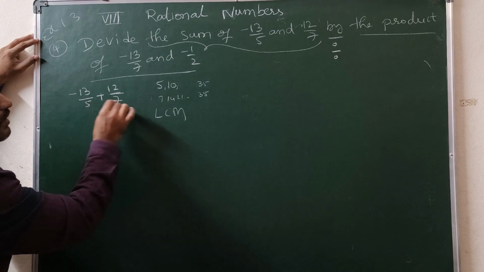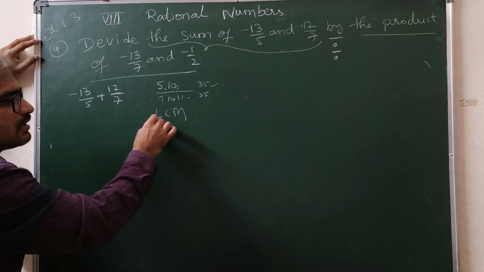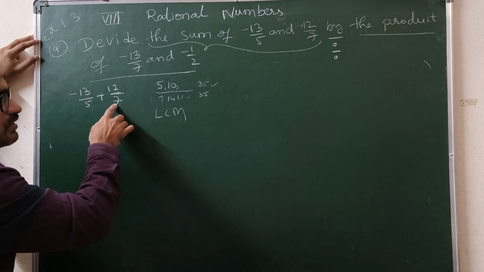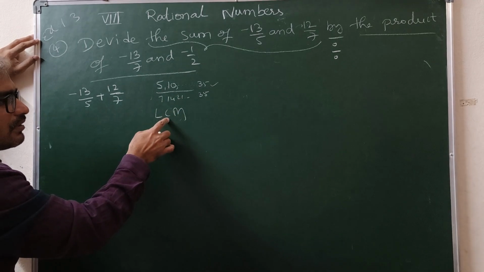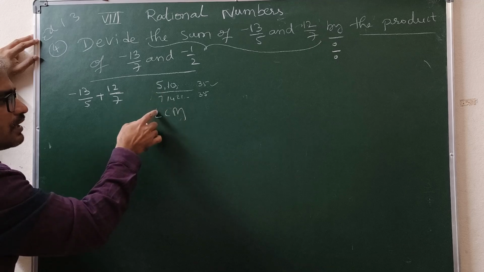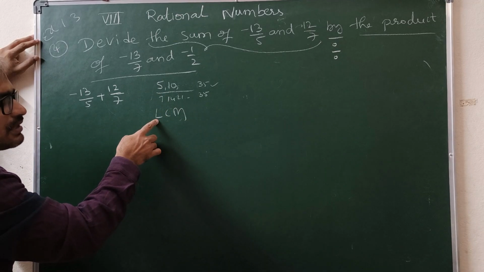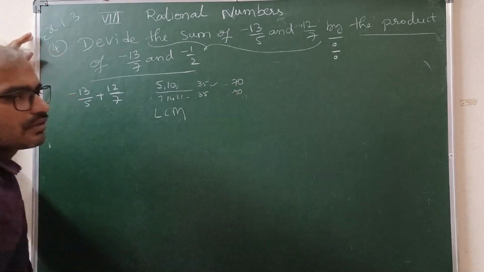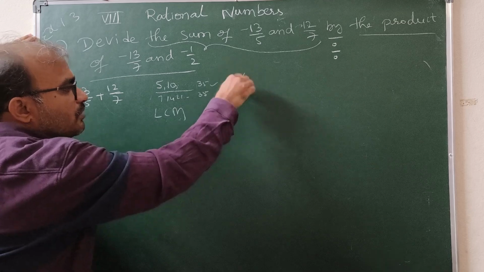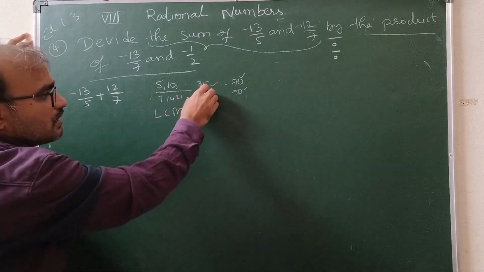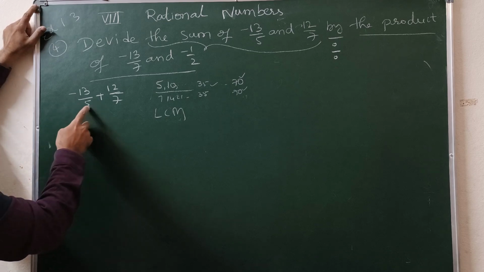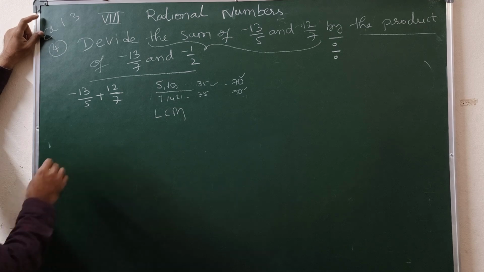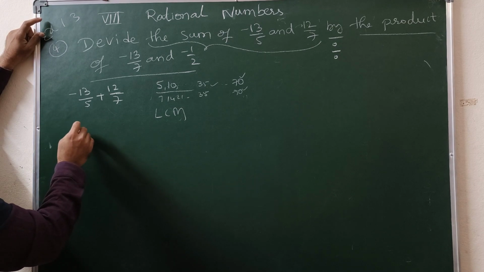These are multiples of 5, and these are multiples of 7. Common means the number should be there in both, and L stands for least. If you go on writing, you will get 70 here also, and 70 there also, which is the next common multiple. Out of them, the least one is 35. As soon as you see the numbers, you should get the idea that 5 sevens are 35. So we have to make the denominators equal to 35 now.